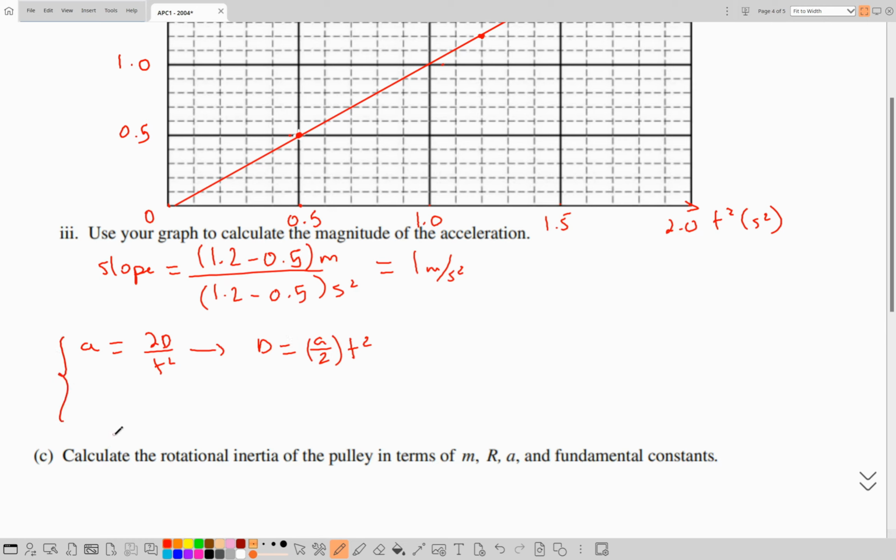And we know that the slope is calculated to be 1 meter per second squared, which means that a over 2 would be equal to 1. This means that the acceleration is given by 2 meters per second squared.